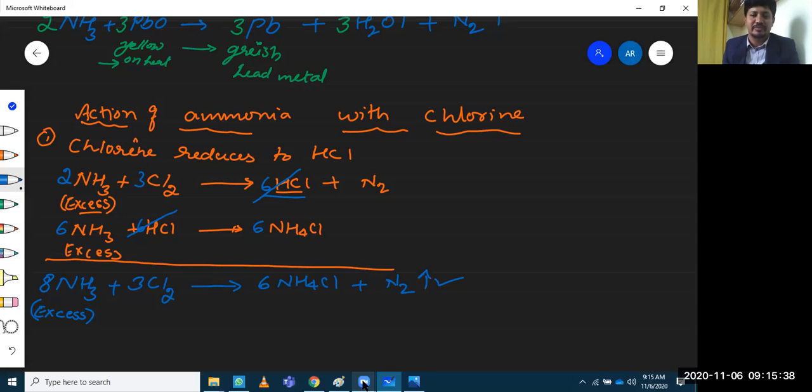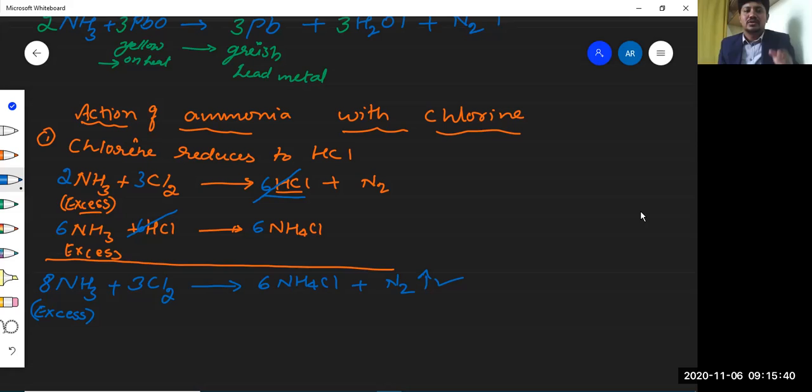There is a point you should remember. They may ask you to write a balanced chemical equation for the reaction between excess ammonia and chlorine. This is the balanced equation you are supposed to remember.